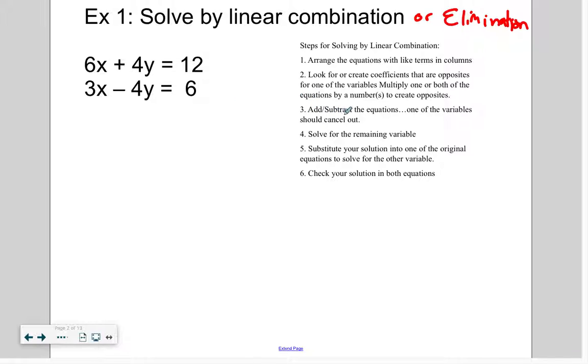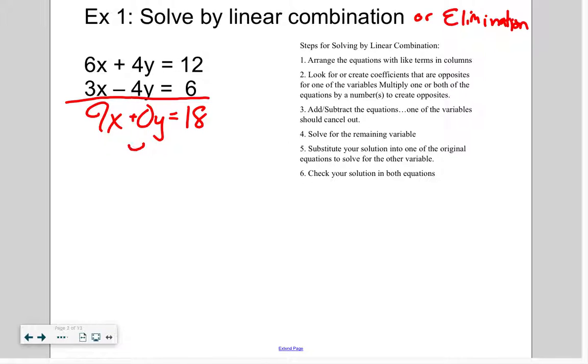So now we add the equations, and one of the variables should cancel out. Yes, when I add the top equation with the bottom equation and combine like terms, the y's will cancel out here. So watch, here's 6x plus 3x is 9x. Positive 4y plus negative 4y is 0y. And then I add the constants together too. 12 plus 6 is 18.